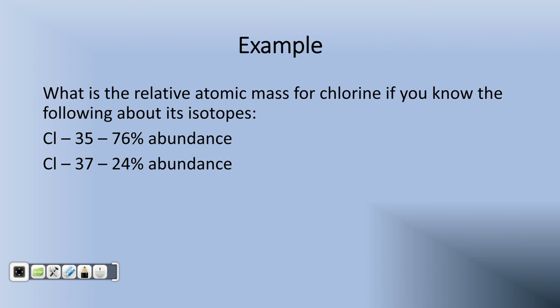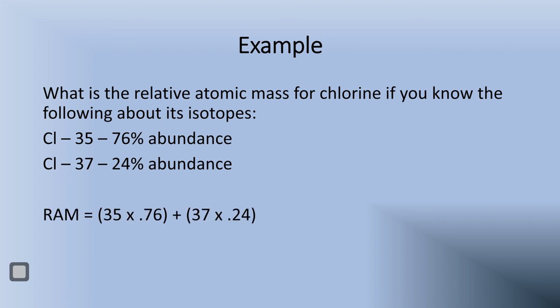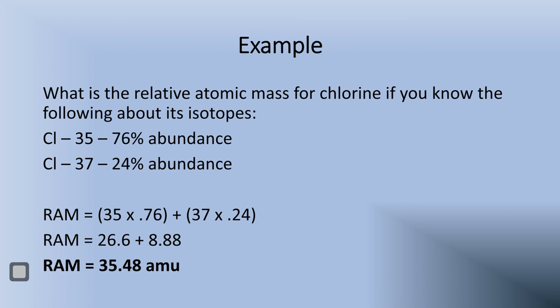So let's go and do a calculation. What is the relative atomic mass for chlorine? If you know that chlorine 35 is 76% abundant and chlorine 37 is 24% abundant. So if we do this calculation, 35 times 0.76 plus 37 times 0.24. So you can see mass number times relative abundance. I can do those two calculations separately. It comes out to 26.6 plus 8.88. And my relative atomic mass is 35.48.